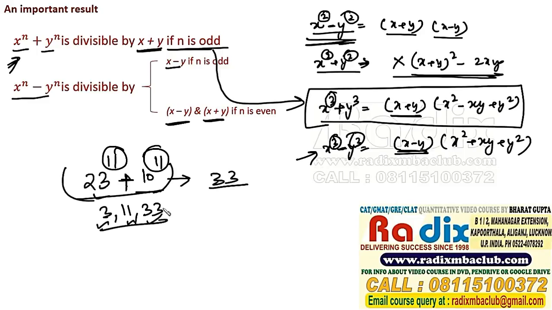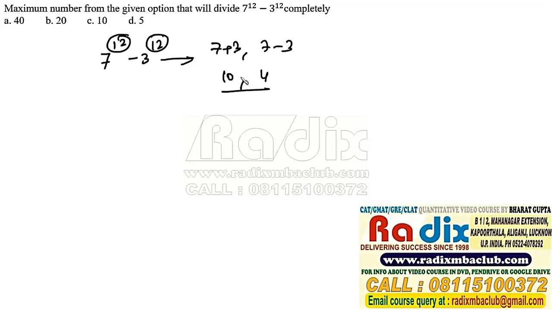Now solving some questions based on this. Now the maximum number from the given options that will divide 7 to the power 12 minus 3 to the power 12 completely. Now see, we have to calculate the maximum number. We have 7 to the power 12 minus 3 to the power 12. Now first logic, because these two are even powers, this is divisible by 7 plus 3 as well as 7 minus 3. So it is divisible by 10 as well as 4, or it is divisible by their product also. So the maximum number from the given options that will divide is 40, because a number divisible by 10 and 4 is divisible by 40 always.